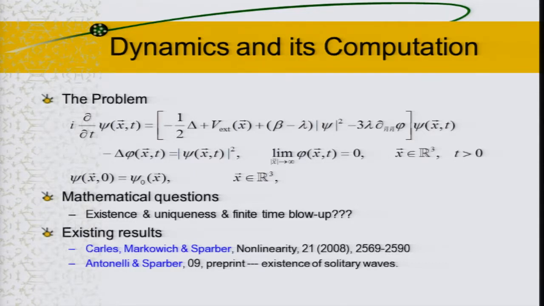We know that for the nonlinear Schrodinger equation with attractive interaction, if the initial energy is less than zero, there is a mathematical proof of finite time blow up. That means at a fixed time t equal to capital T, the solution will go to infinity at some point. When this happens, there are some existing results using the Ehrenfest-type formula.